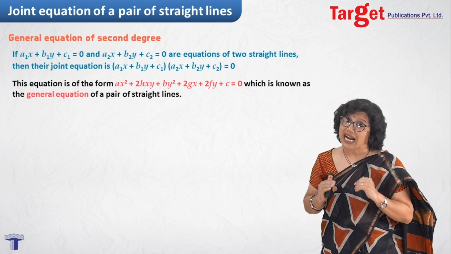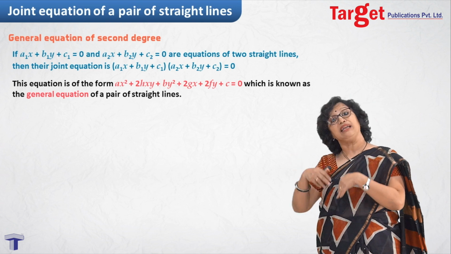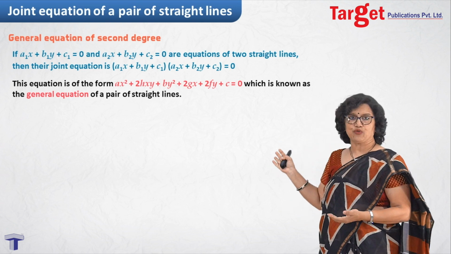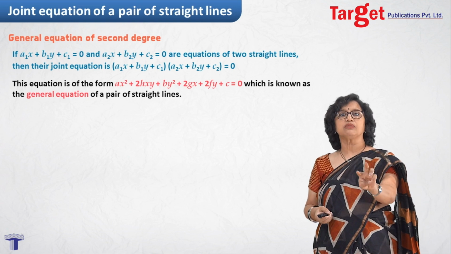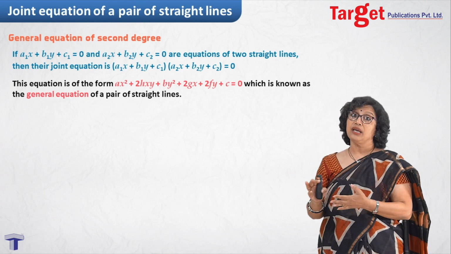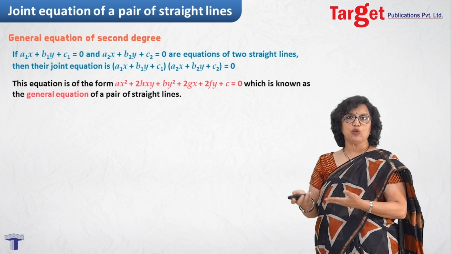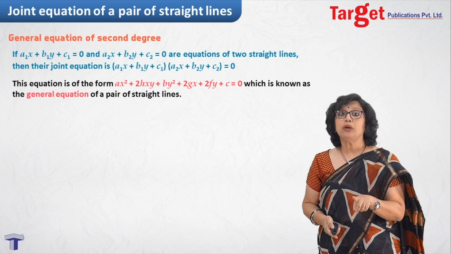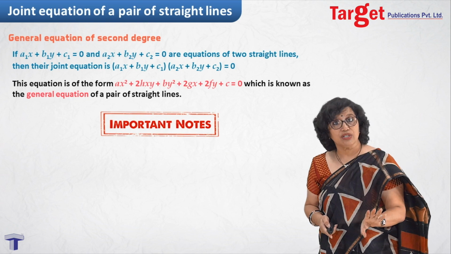Now, I started with a1x plus b1y plus c1 equal to 0 and the other line, and the joint equation would be of this form, I said. That does not mean every equation which has terms of x square, xy, y square, x and y and a constant will represent lines. That doesn't happen. That may represent some other curve also. But if you want that to represent a pair of straight lines, then some particular condition would be required.